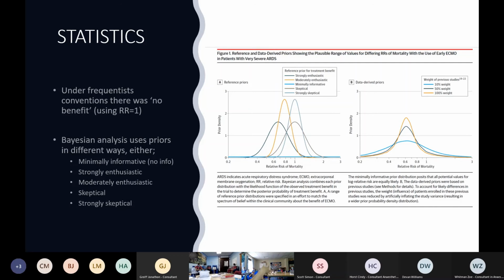And that is essentially, your relative risk is 1. I've got no information. I've got no idea. You could literally flip a coin. I've never heard of ECMO. I've never seen it. I don't know what it does. I have no bias entering this. I have no opinion. I have no experience.